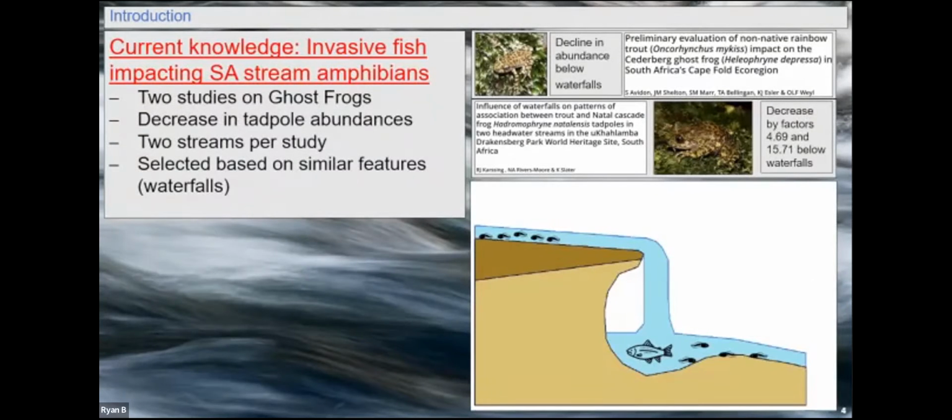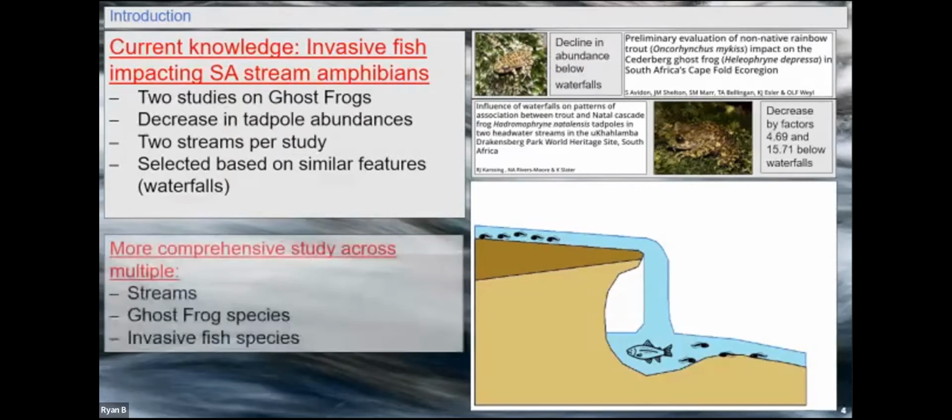Two studies have looked at the impact of invasive fish on ghost frogs. Their results show a significant decrease in tadpole abundance below waterfalls. Waterfalls are dispersal barriers to fish, making for an easier comparison between sites within a stream. However, not all streams have natural dispersal barriers, and deliberate introductions will occur above these dispersal barriers.